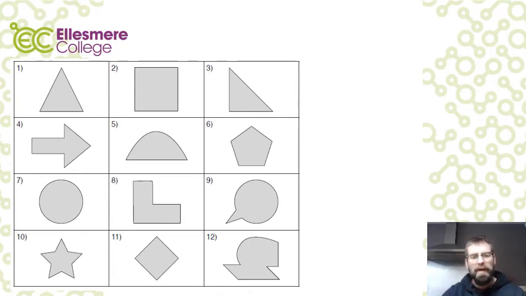Okay, so number 1 doesn't have any right angles. Number 2 has got 4 right angles, so if you tick that one, well done. Number 3 has got 1 right angle. Number 4 has got 5 right angles. Number 5 doesn't have any. Number 6 doesn't have any. Number 7 doesn't have any angles at all. Number 8 has got right angles. Number 9 doesn't have any, or 10.